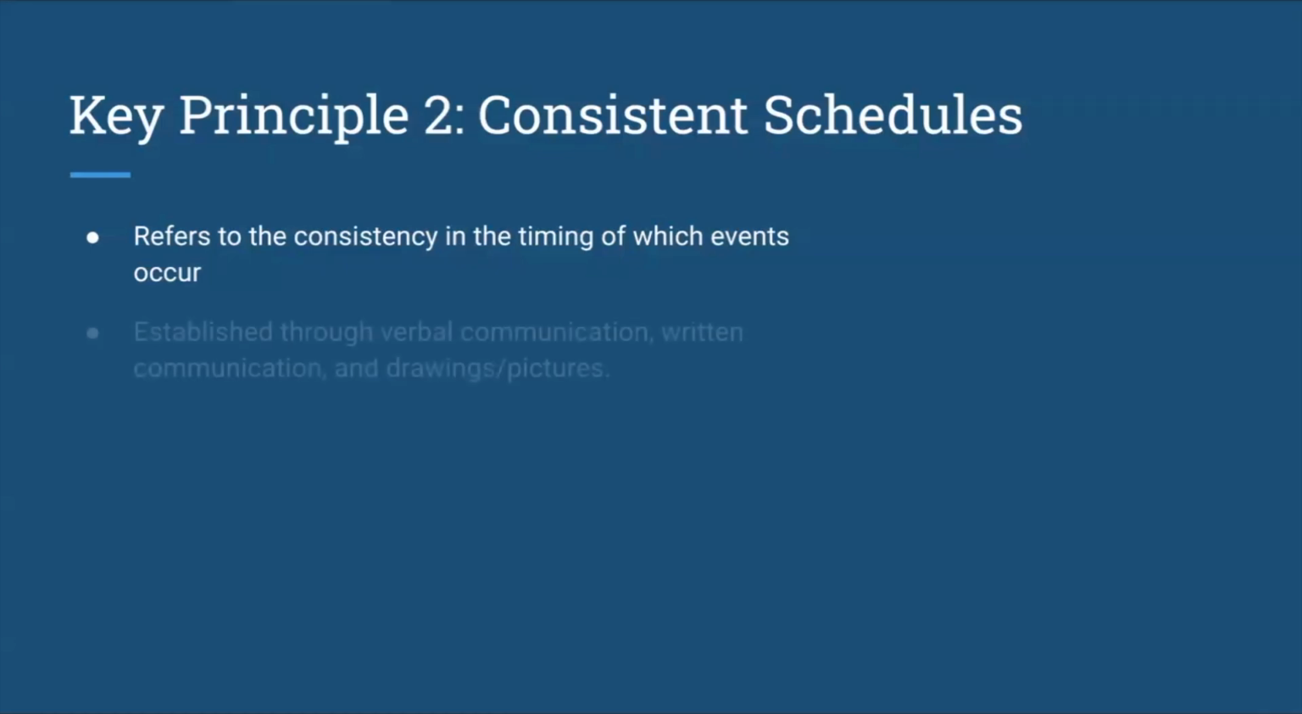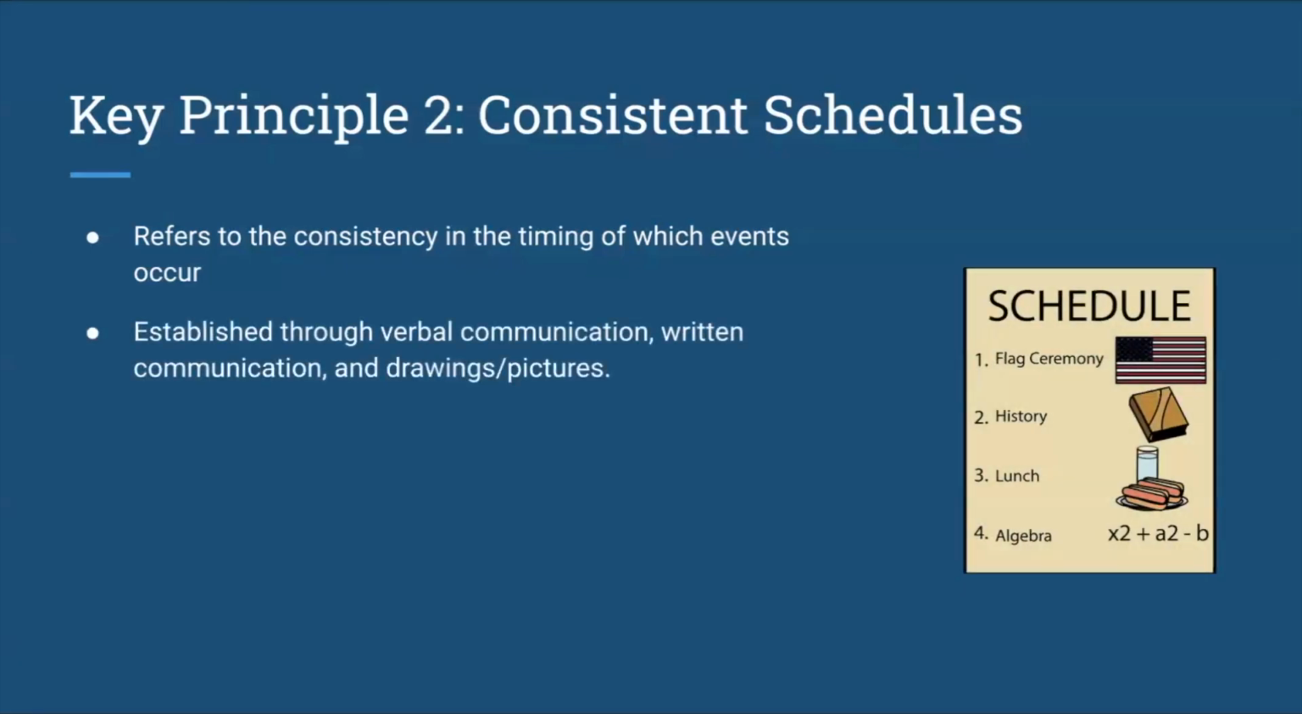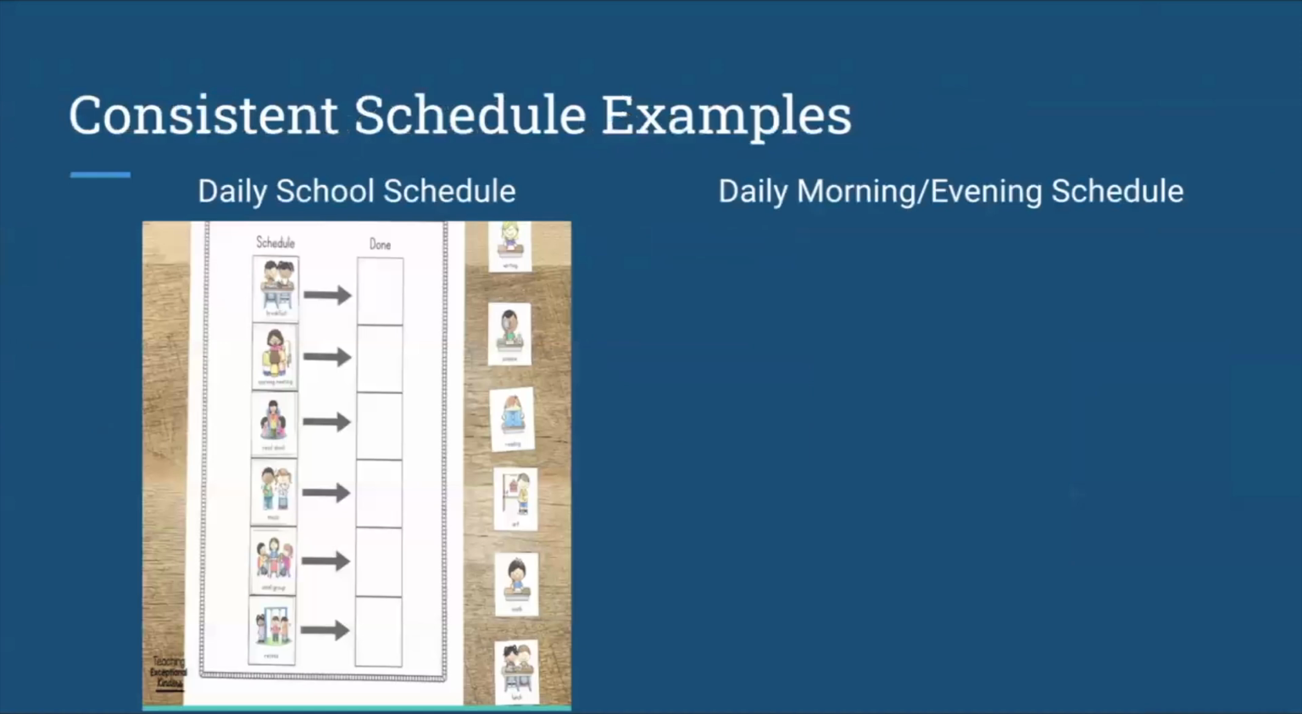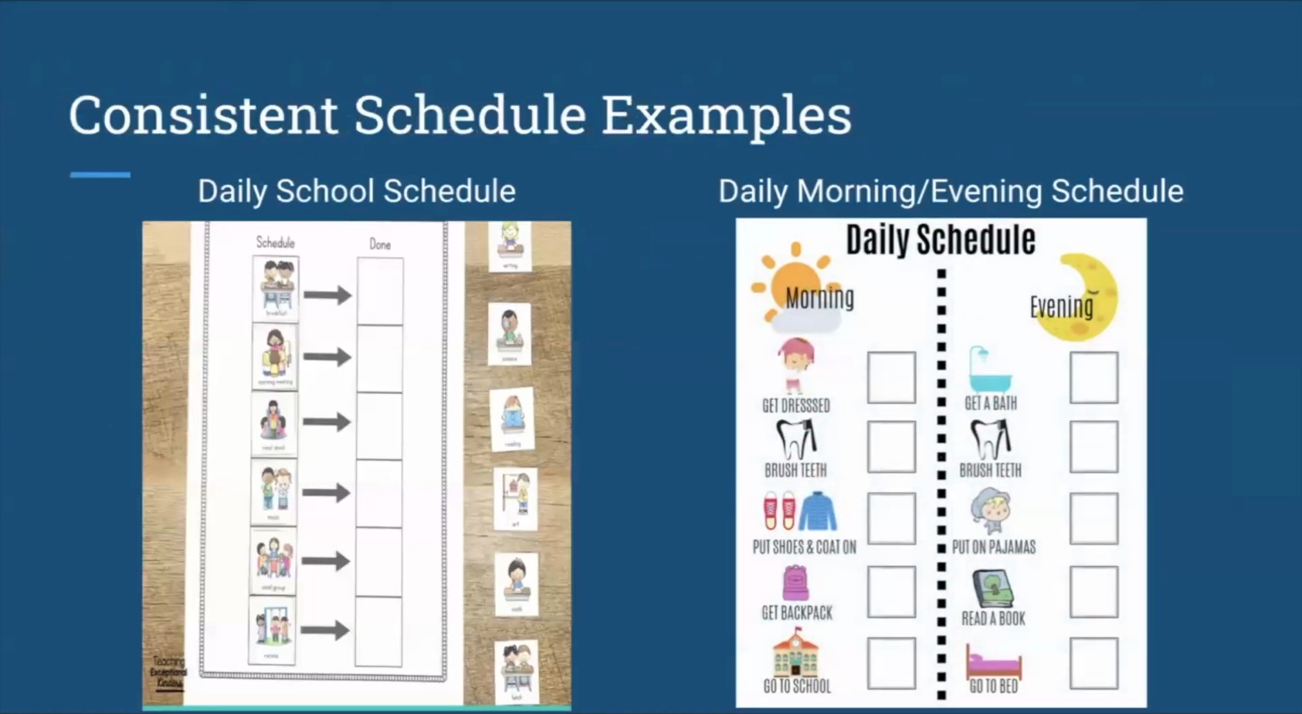The next principle, consistent schedules, refers to the consistency in the timing of events and can be established through verbal communication, written communication, drawings, and pictures. Children with ASD often struggle with transitions and schedule changes. A consistent schedule helps the child gain independence, learn time management skills, and helps reassure the child of what activity is next. A physical daily school schedule and an at-home morning/evening schedule are consistent and communicate what is next in the routine.